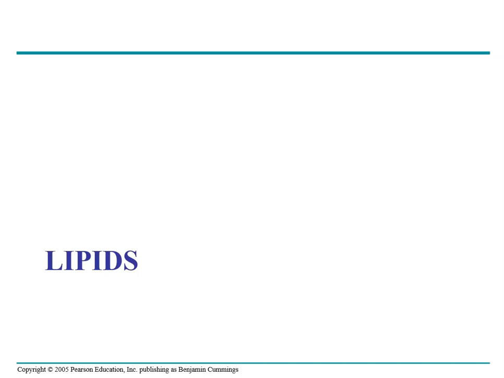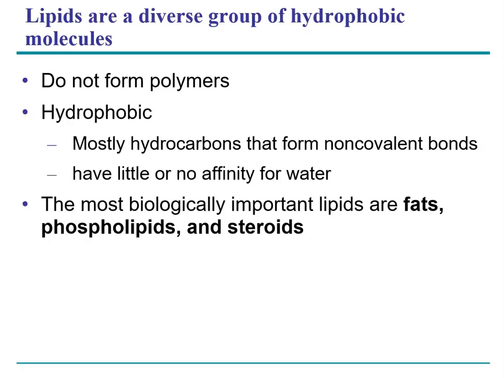Now we're going to look at lipids, another type of large biological molecule. But remember that unlike the other large biological molecules, lipids do not form polymers. So they are not made of a monomer, a repeatable subunit building block material. In fact, lipids are pretty diverse, but what they all have in common is that they are hydrophobic molecules.